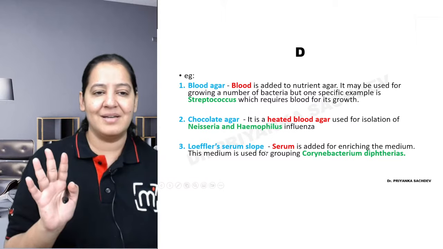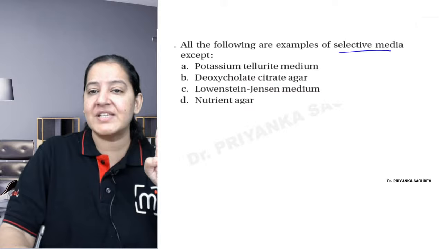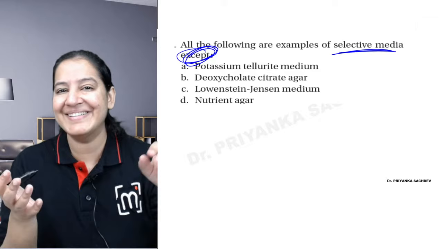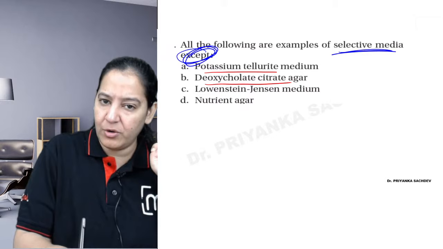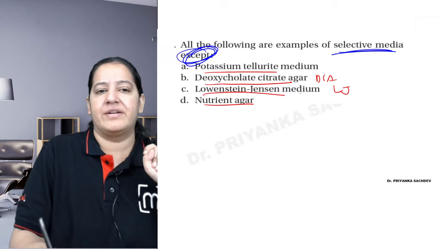All of the following are examples of selective media except. Which of the following is not a selective media? Potassium tellurite agar, deoxycholate citrate, that is DCA, LJ, Lowenstein-Jensen, or nutrient agar? Which of the following is not a selective? Yes, common sense.